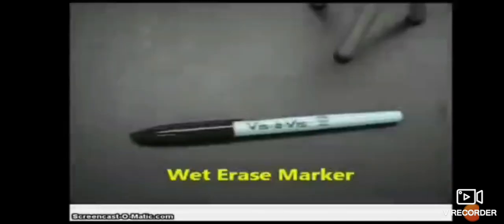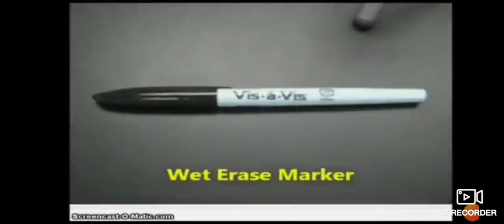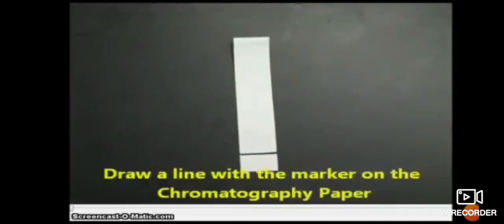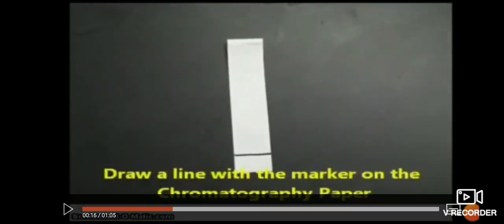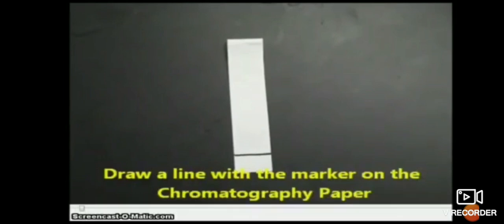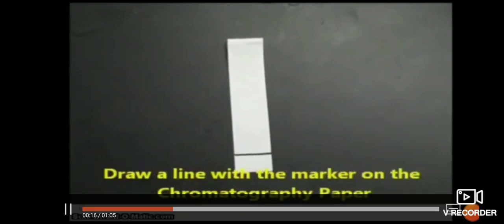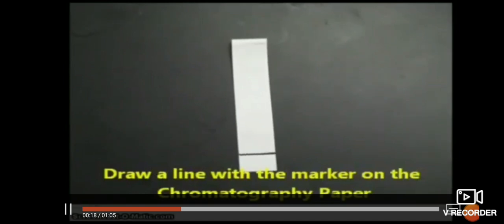For this activity, we are using a wet erase marker or any normal sketch pen, and with this marker we draw a line on the chromatography paper or a filter paper. You have to draw the line near the top of the paper, so that the line does not touch the water. Okay. Then see, let's begin the experiment.